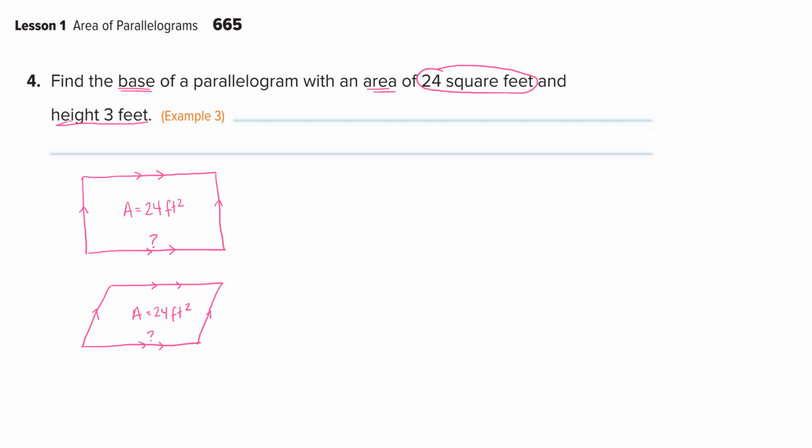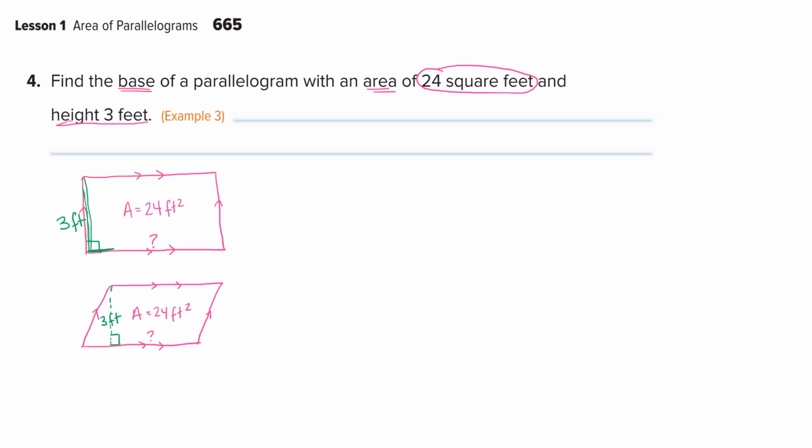Now the reason I drew these two shapes is because, and I'm going to change my color of pen here, in this case, for the rectangle, the height would actually be one of the sides because the side is perpendicular to the base. So this would be 3 feet. Now, in my parallelogram, though, the height is not going to be one of the sides. It could be illustrated like this, okay? This would be 3 feet. Okay, so I just wanted to show you that.